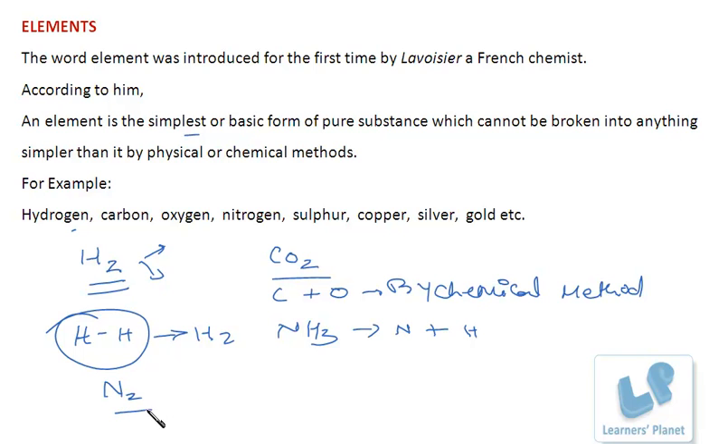Nitrogen exists as N2. Copper exists as Cu. So an element is the simplest or the basic form of pure substance which cannot be broken into anything simpler than it by physical or chemical methods of separation. A compound, however, can be broken into its constituents by chemical method of separation.